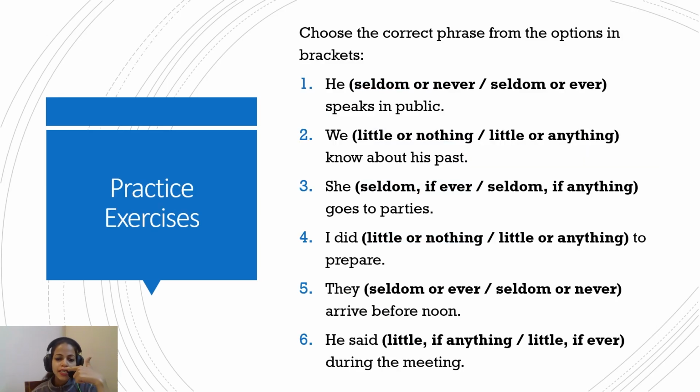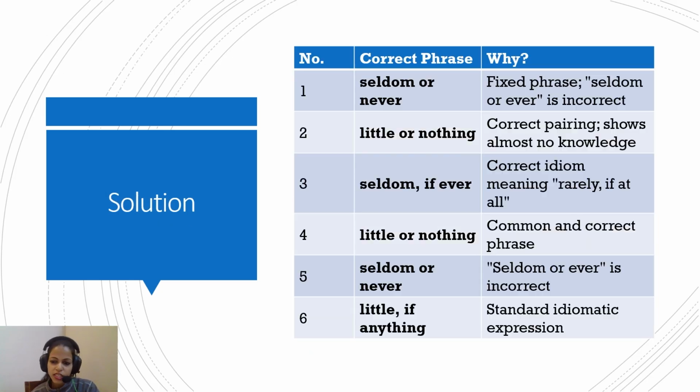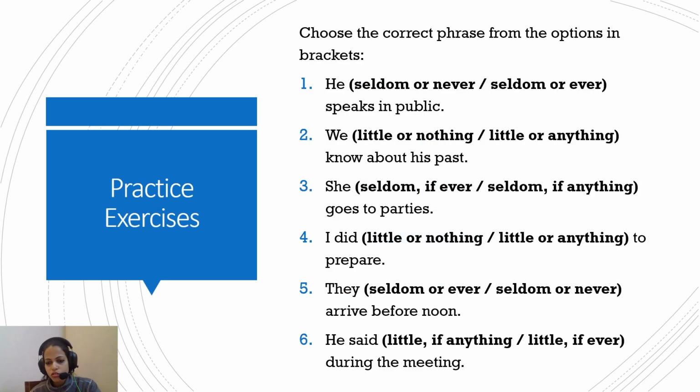I did dash to prepare. I did little or nothing to prepare. Little or nothing means I did almost nothing, close to nothing. So you say before an exam, oh, I didn't prepare. But if you put in 10% effort, 2% effort, you say I did little or nothing. It was almost nothing.